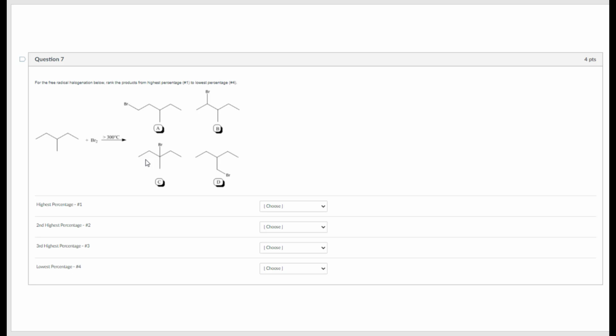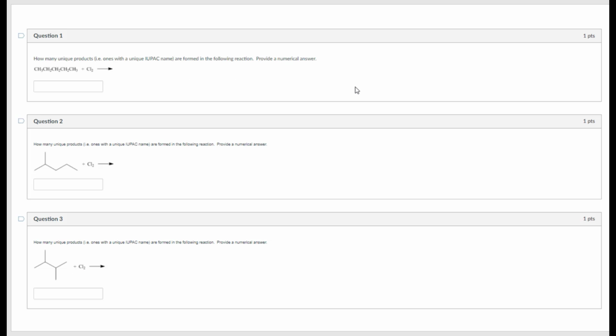Okay, here is a narrated answer key for the quiz on writing the free radical reaction products. And so we'll start with the first questions, which ask us to come up with a numerical value for the number of unique products. So in this case, I've got 1, 2, 3, 4, 5.